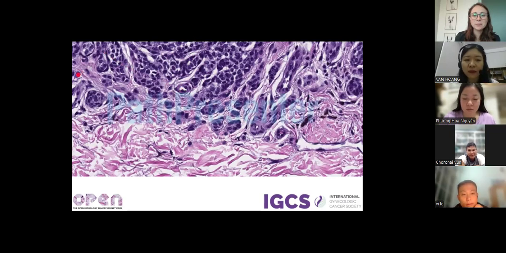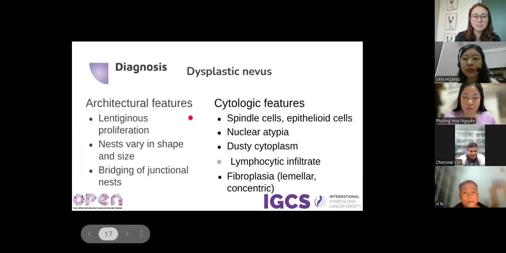Dysplastic nevus. Yes, that is correct. The diagnosis is dysplastic nevus.